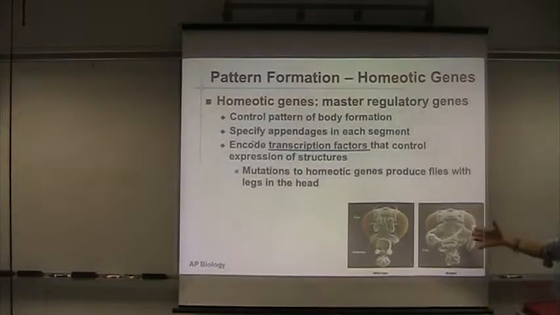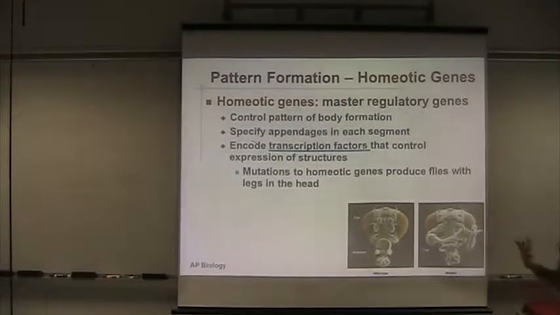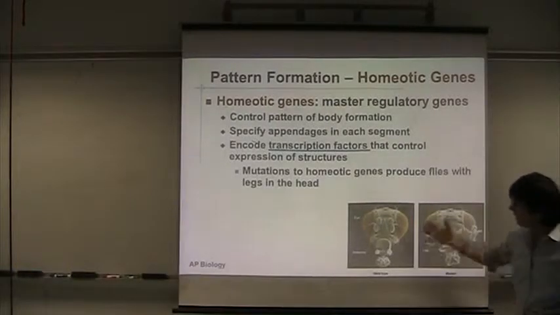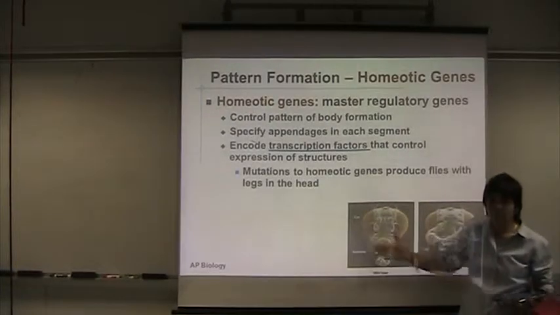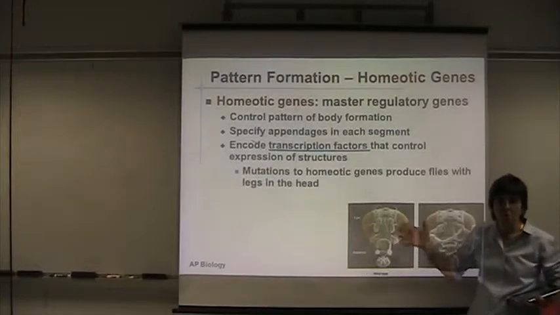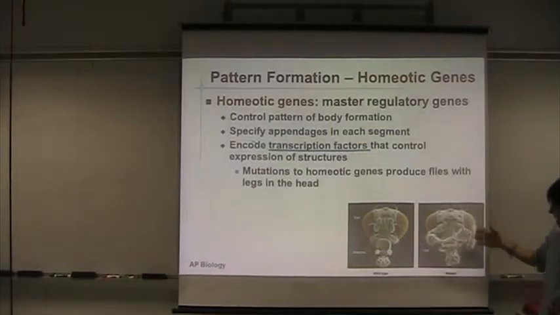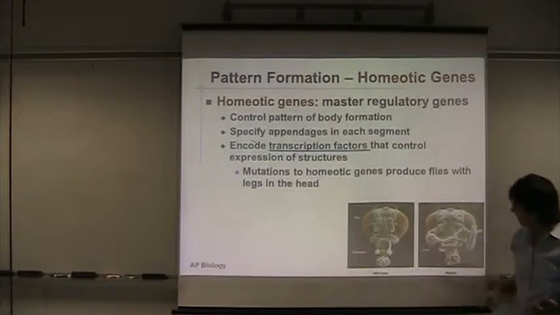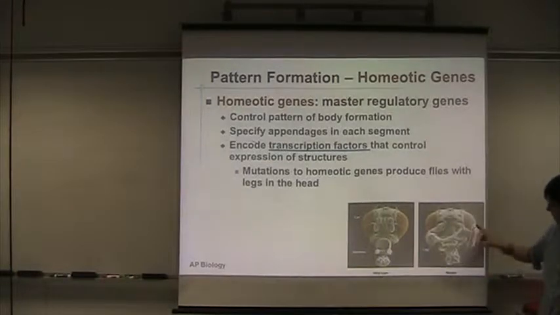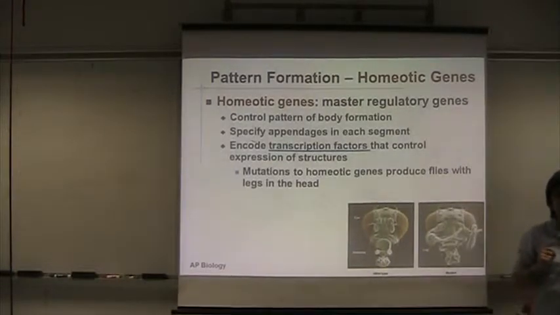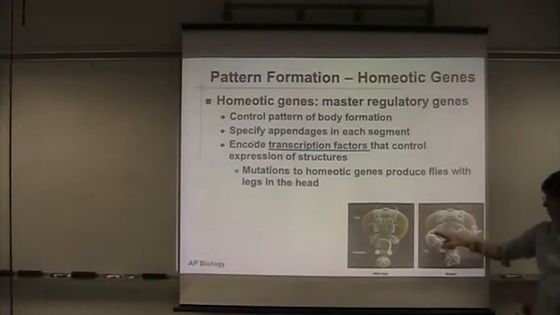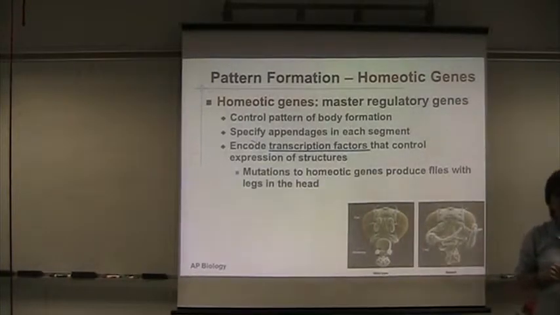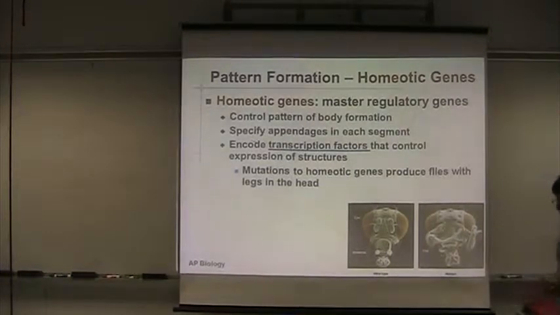And I have this beautiful picture here of what can happen when things go wrong. Here is a wild type fly, totally normal. And here we had a problem with one of the master regulatory genes. Notice what happened. Here they're supposed to have two beautiful antennae. Instead of antennae, they mess around with the master regulatory gene, and guess what they produce? Beautiful legs instead of antennae there.